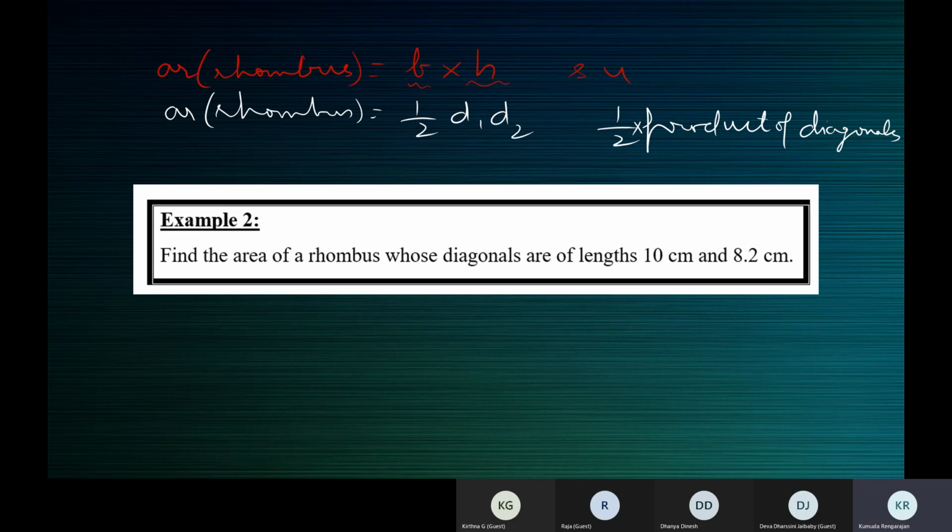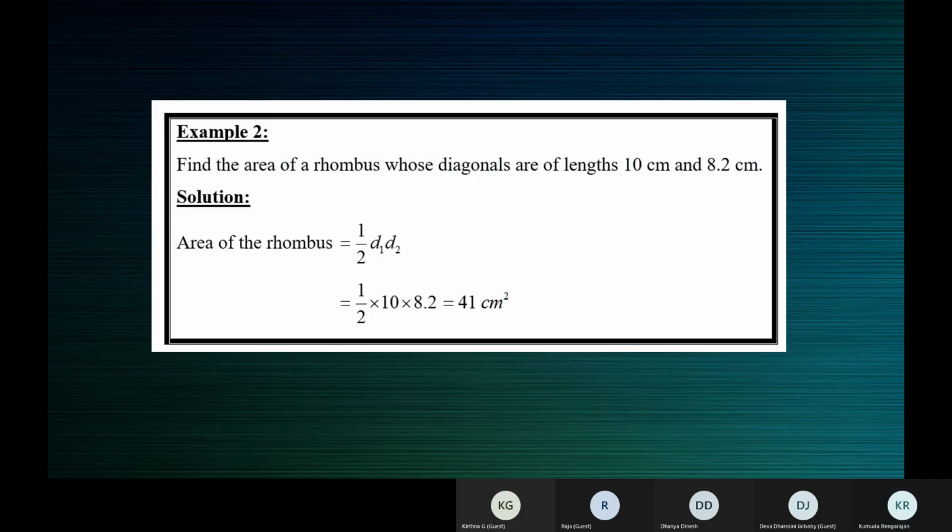If the information given is regarding the base and the height, they give you the base and the height of the rhombus, then you use the formula base into height. Area of rhombus is equal to base into height and arrive at the area. If information is regarding the diagonals, then use the formula half D1, D2, half product of diagonals, half into D1 into D2 square units. So base into height or half D1, D2. Not half base into height, base into height. Or half D1, D2, half product of diagonals.